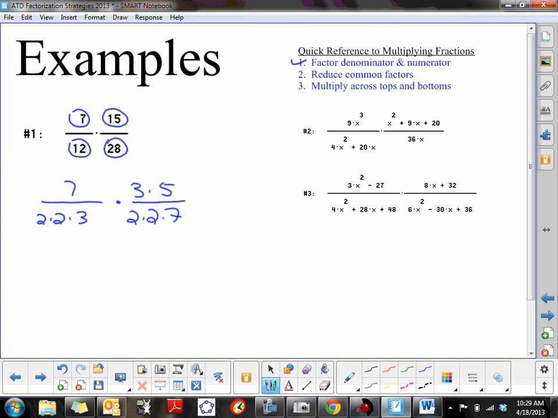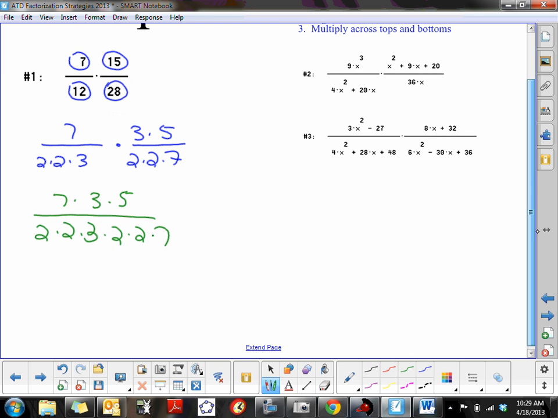So after I've completely factored, now I can reduce common factors. Common factors must be identical, and the idea behind it is their equivalency of 1. Now if you multiply across the tops and the bottoms, here's what you would get: 2 times 2 times 3 times 2 times 2 times 7, and the numerator is 7 times 3 times 5. Do you see any equivalencies of 1 or any common factors that we can reduce? Okay, the 3's can go. 3 divided by 3 is 1, so we're reducing the common factor.